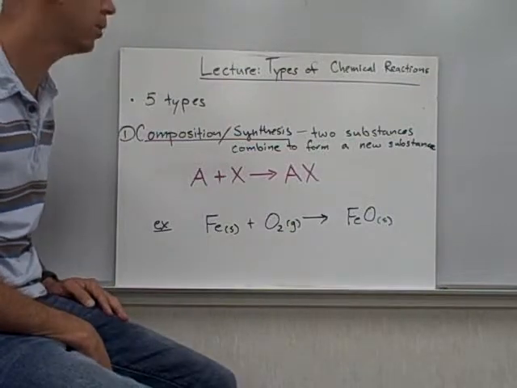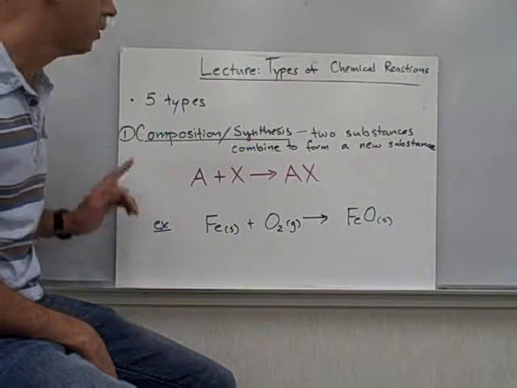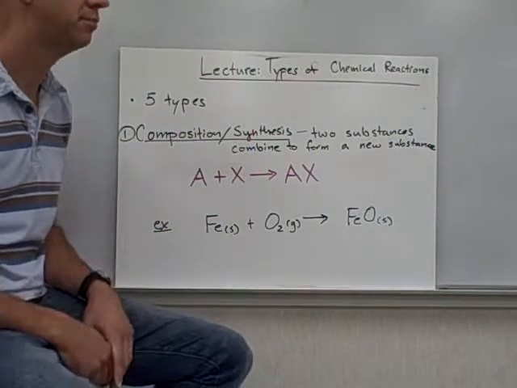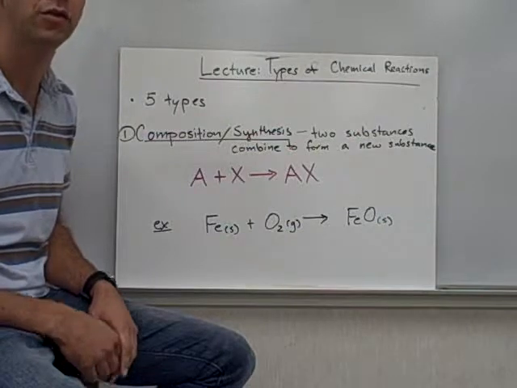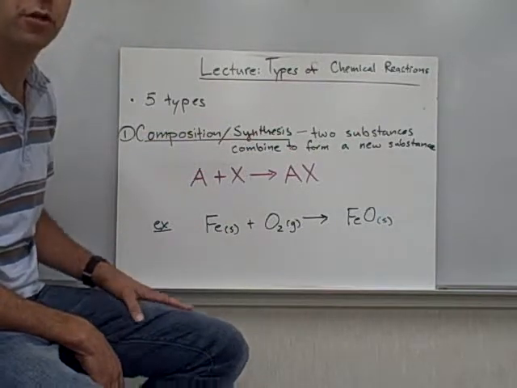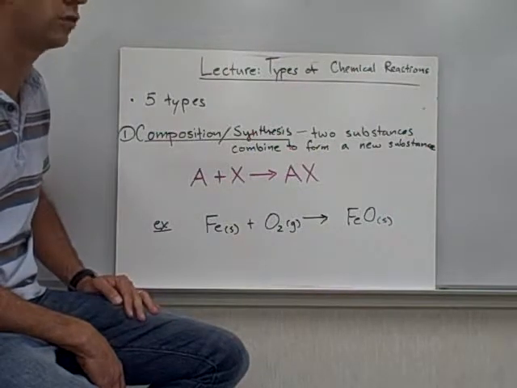Hi, today we're going to be learning about types of chemical reactions. There are 5 different types of chemical reactions, and they're all pretty much easy to identify if you learn these basic steps. Well, the first type of chemical reaction is called a combustion or composition reaction or synthesis reaction.